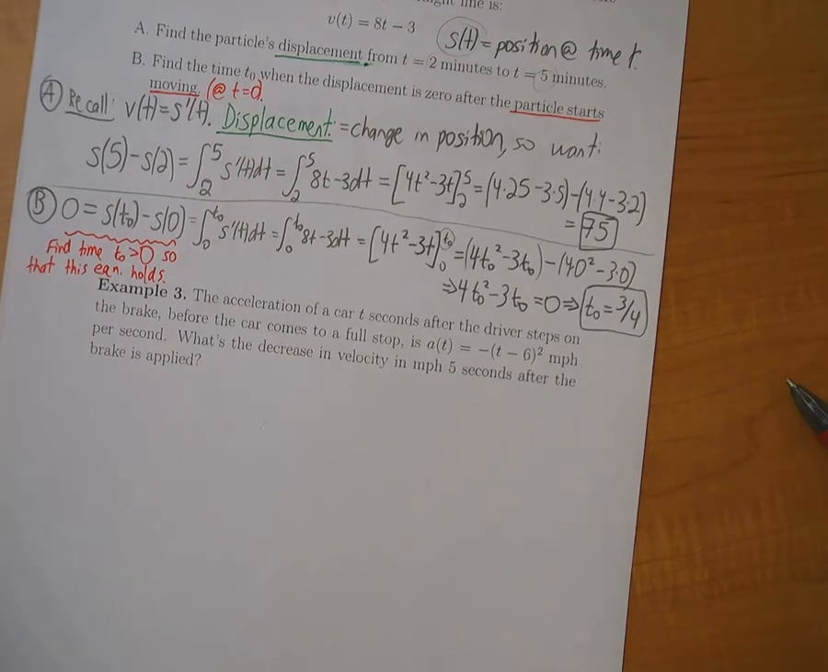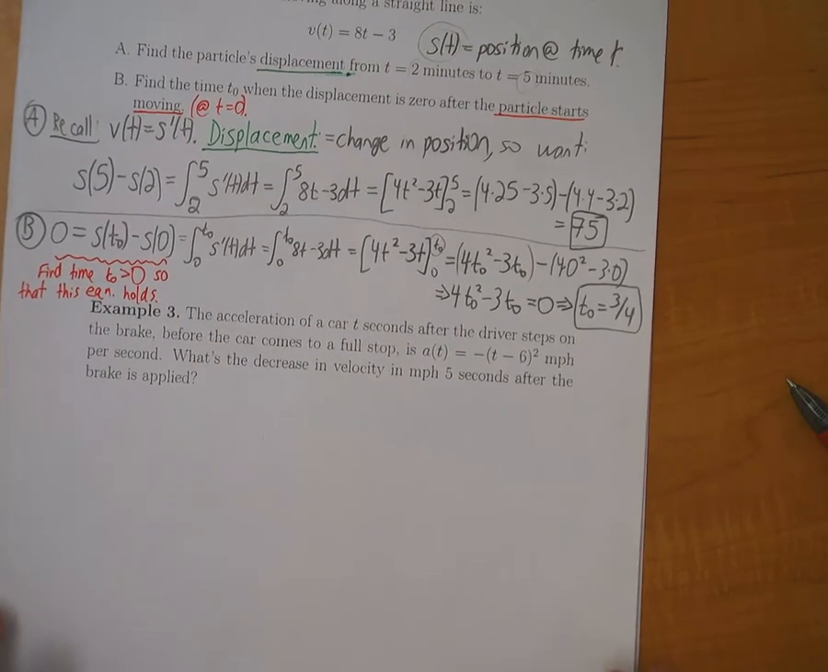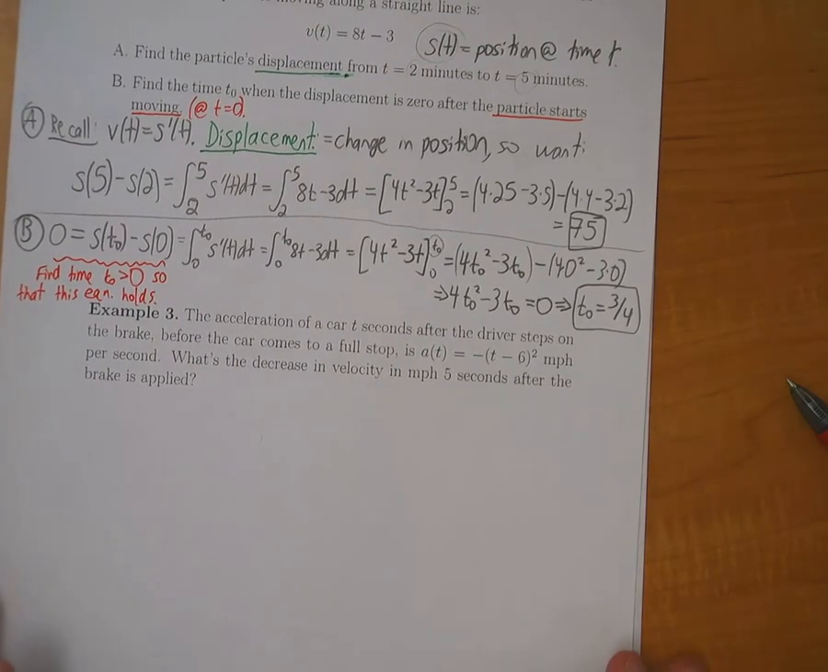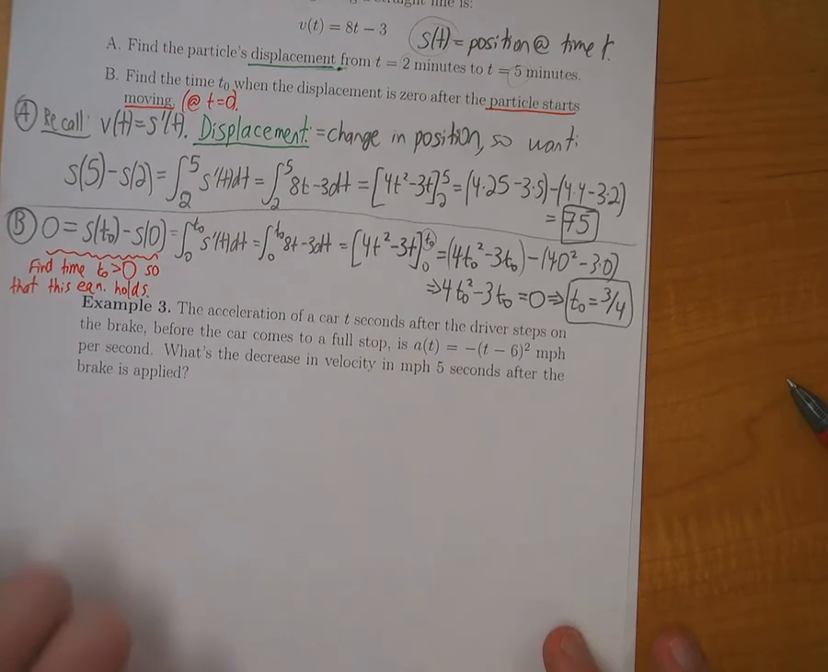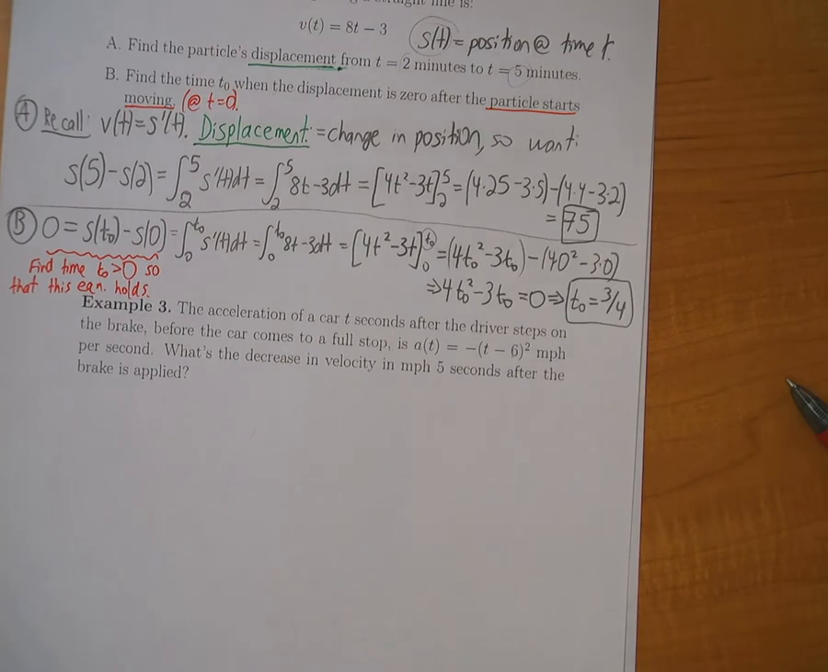Okay. So moving on to part 3 from this. This one's going to be a bit similar, at least in concept. The acceleration of a car t seconds after the driver steps on the brake, before the car comes to a full stop, is a of t equals negative t minus 6 quantity squared miles per hour per second. What's the decrease in velocity in miles per hour 5 seconds after the brake is applied?